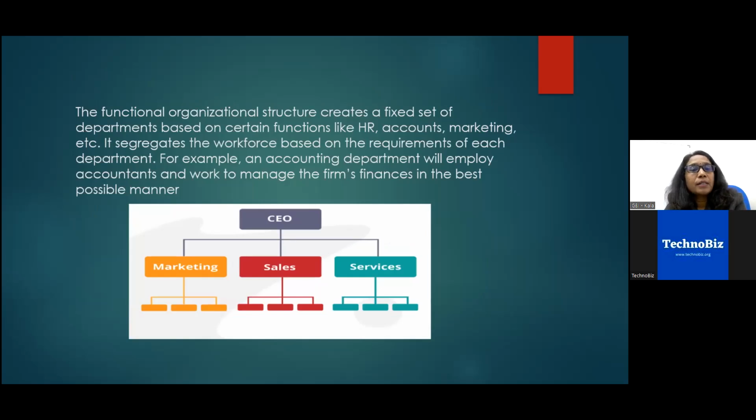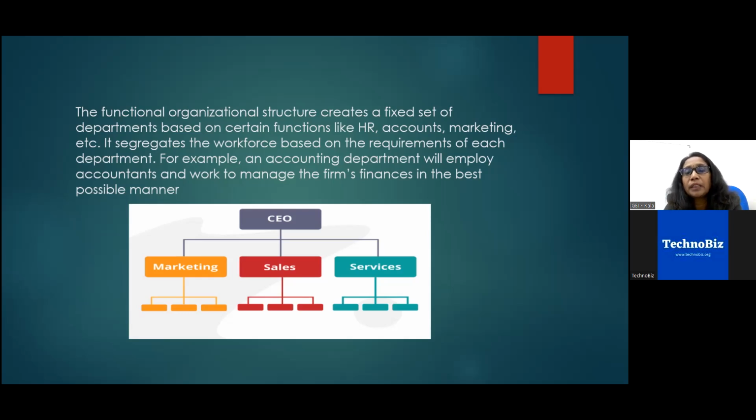Okay, next is the functional organizational structure. It creates a fixed set of departments based on certain functions, like HR and the basic functional departments like accounts, marketing, production, etc. It segregates the workforce based on the requirements of each department. For example, an accounting department will employ accountants or a financial controller to manage the firm's finances in the best possible manner. Okay, HR department, what will they do?